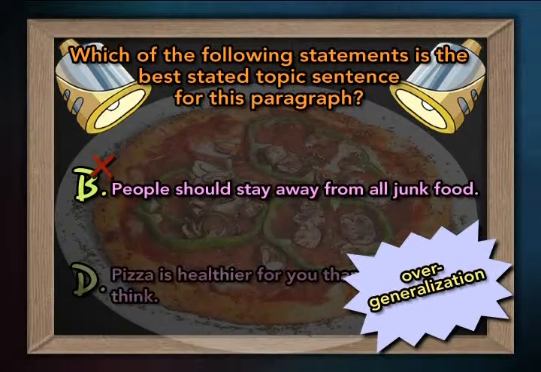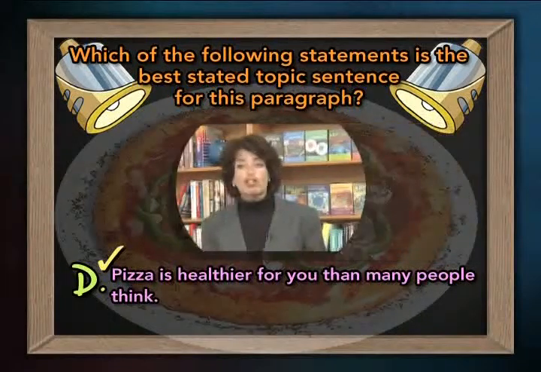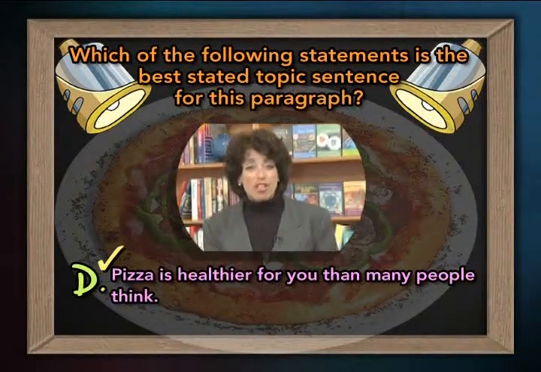I can eliminate choice B because it's an overgeneralization. It's too big for this paragraph. It draws conclusions that are just not in evidence from the facts that I have. Maybe people should stay away from all junk food, but that's not what this paragraph is about. This paragraph is focused a lot more on pizza. So I'm going to go with D. Pizza is healthier for you than many people think.